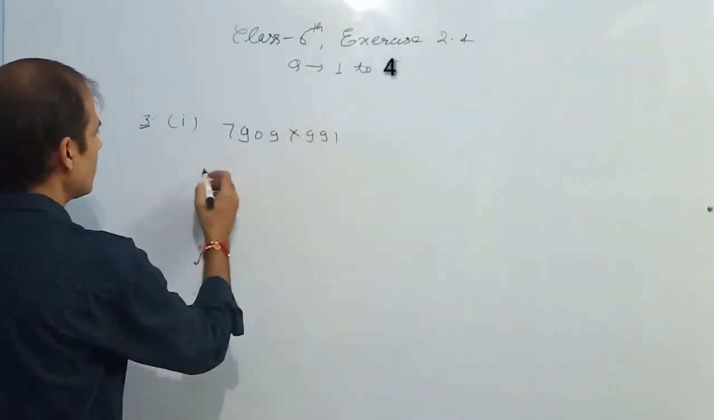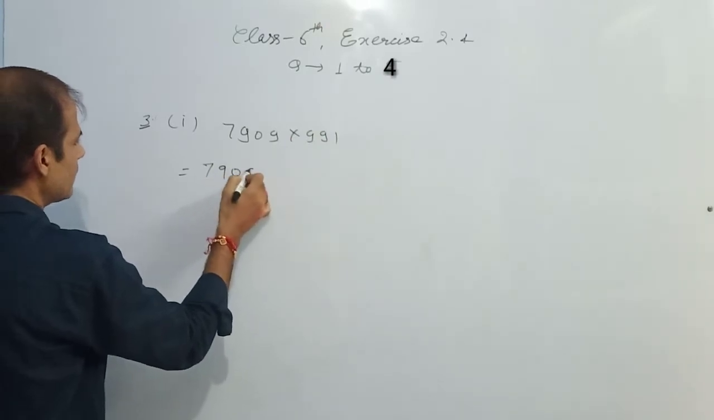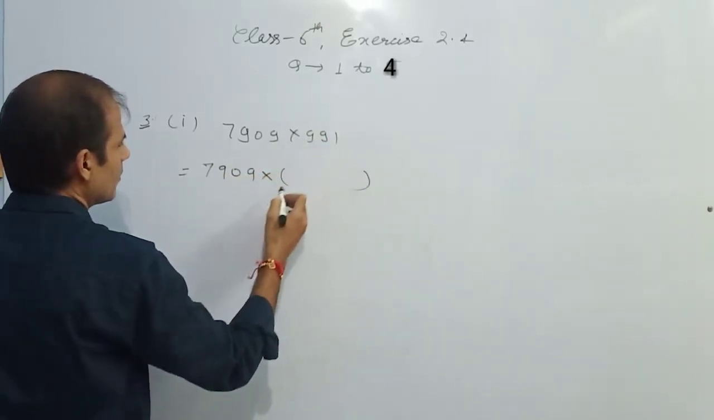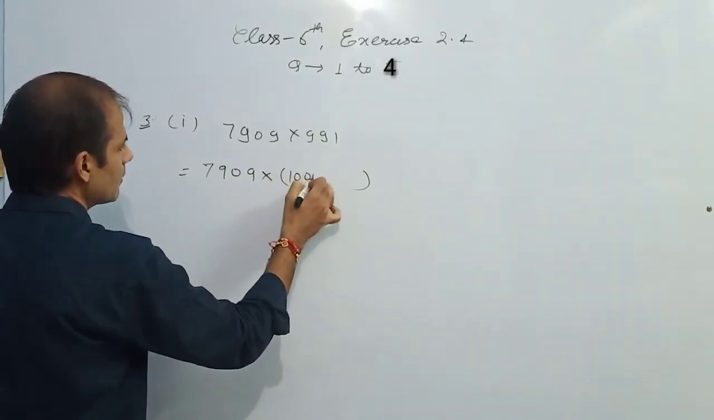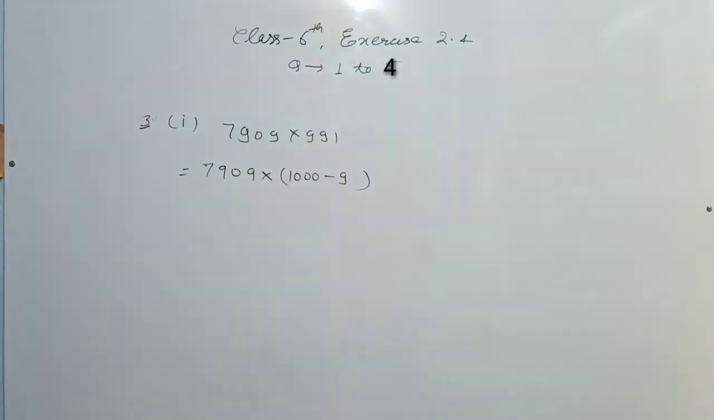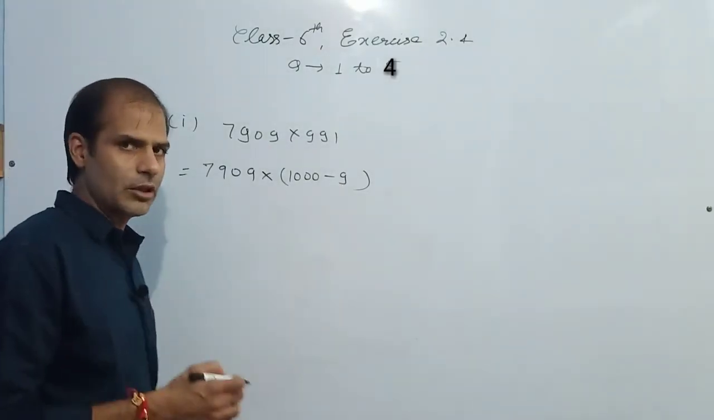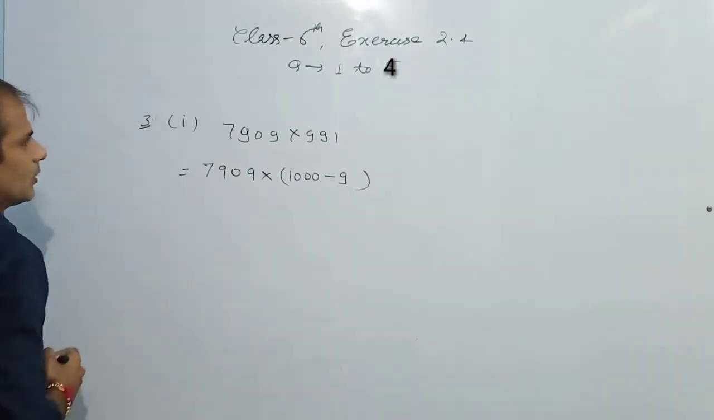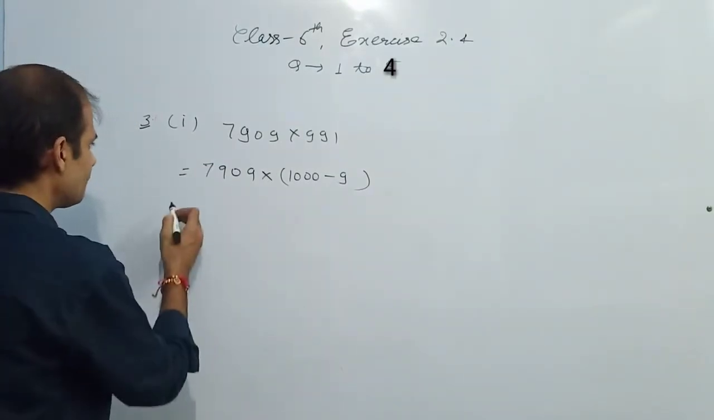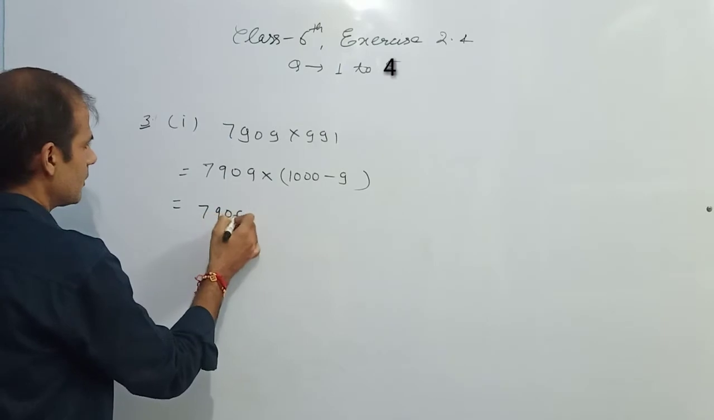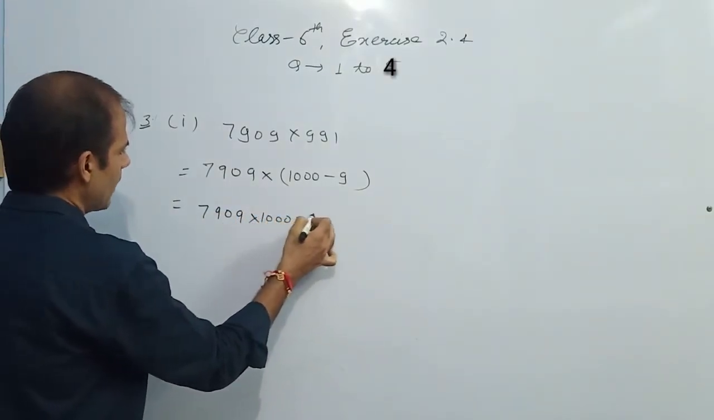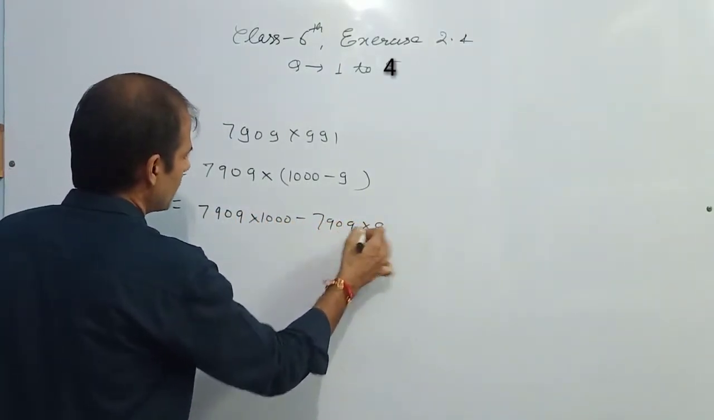So you can write this as 991 means 1000 minus 9. Now you can multiply both these by using the distributive property. So there is another method I will tell you. 7909 into 1000 minus 7909 into 9.